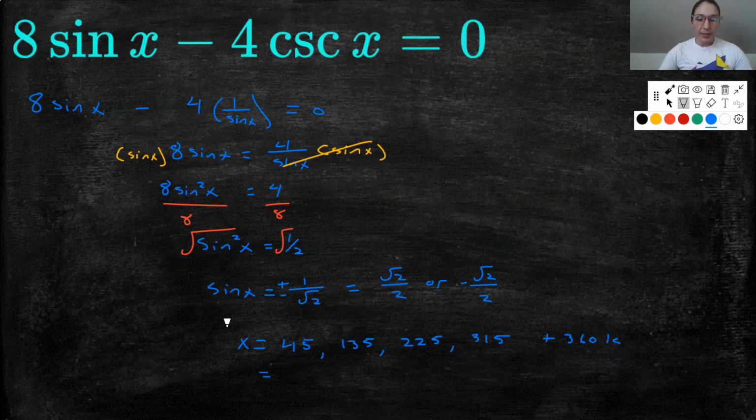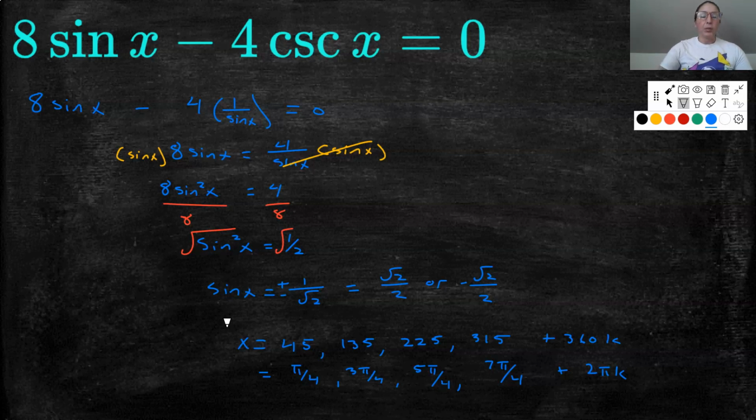Okay, in radians, that's pi over 4. That's 3 pi over 4. That's 5 pi over 4. And that would be 7 pi over 4. All of those individually, we would say plus 2 pi, because sine repeats itself every 2 pi.